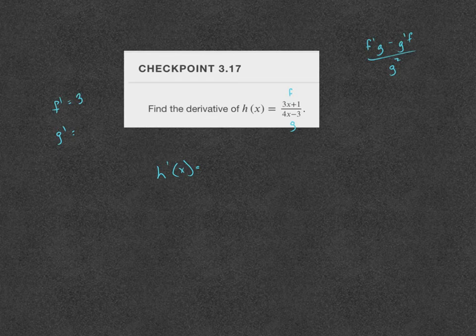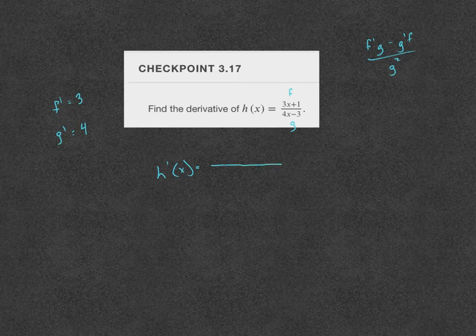Constant times x, the derivative just leaves me with the constant. The derivative of 1 is 0. And then similarly in the denominator, the derivative of 4x is 4, and the derivative of 3 is 0. Right? So get out of derivative mode. Now put the right thing in the right place. And then we'll have to simplify too.